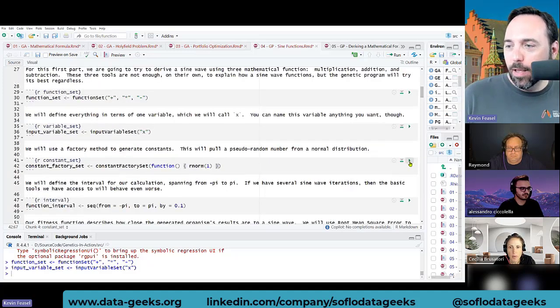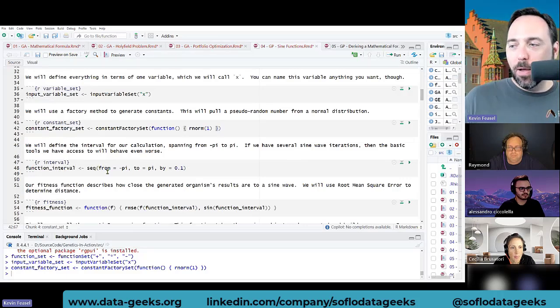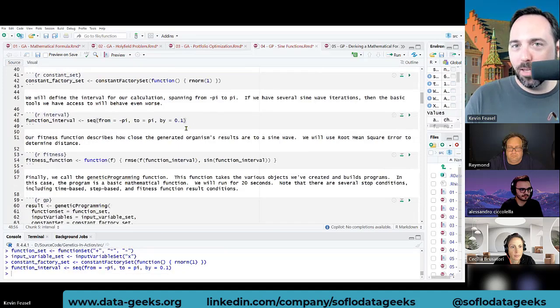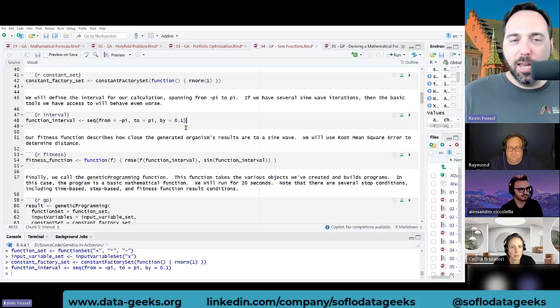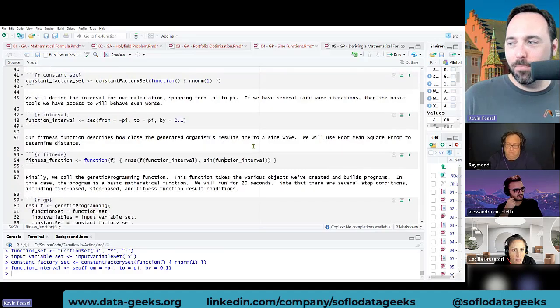And I'm going to build out a pseudo-random number generator, basically, and then give me a sequence from negative pi to positive pi, and it'll be by 0.1. So I'll go negative 3.1 to positive 3.1. My fitness function will be the root mean squared error of the function that I generate minus the sine over that range. So the idea here is, how close can you get to a sine function using just addition, multiplication, and subtraction?